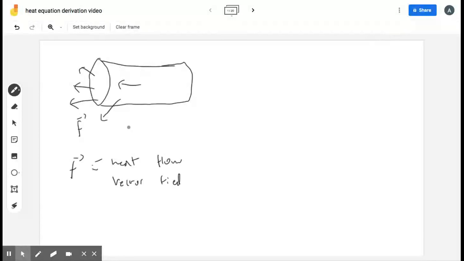Well, if we think about this, what we want to solve for is some function u of space and time, which is equal to the temperature distribution. That's what we're trying to solve for, the temperature distribution along this object, made of some material.